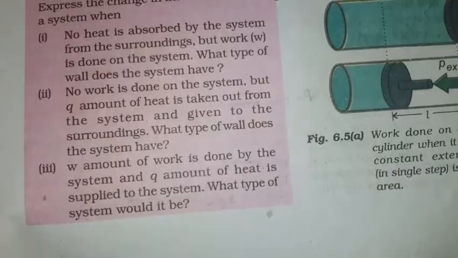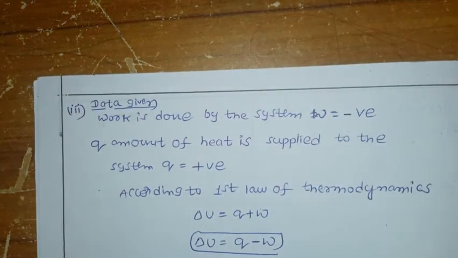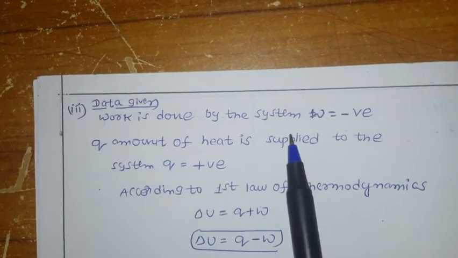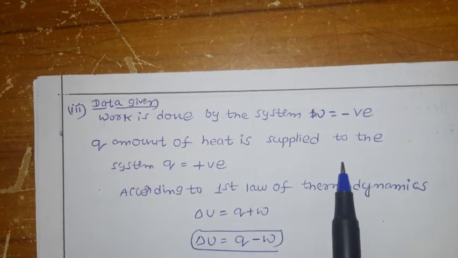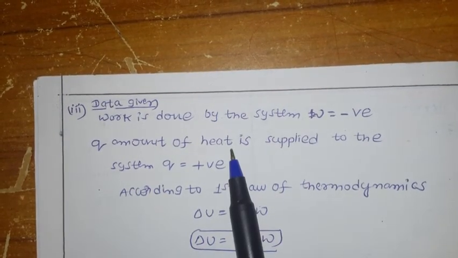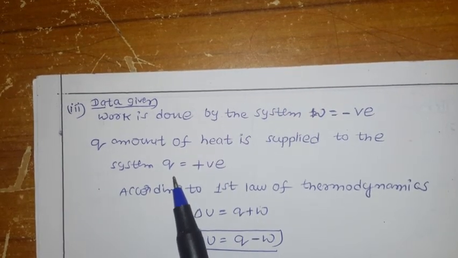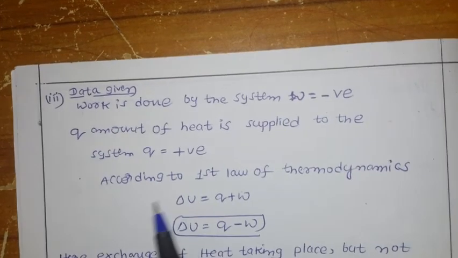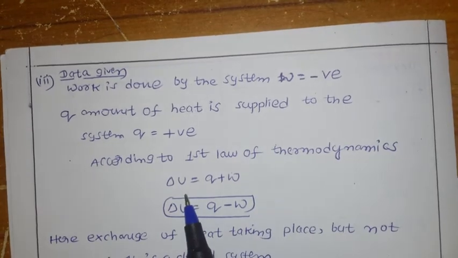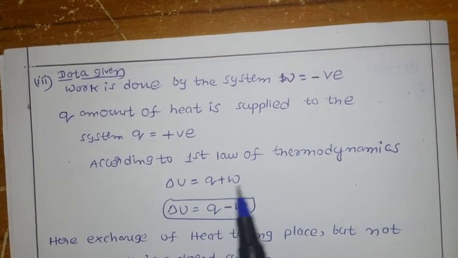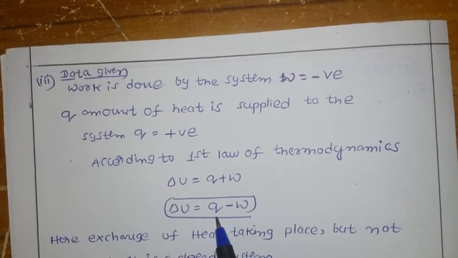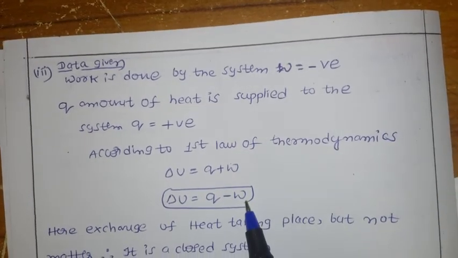Now if you see the solution, what is given? Work is done by the system. By the system means W negative. Q amount of heat is supplied to the system, means now system is taking the energy. So Q equal to positive. According to first law of thermodynamics, delta U equal to Q plus W. Now if you substitute here, Q value is positive, and W is minus W.